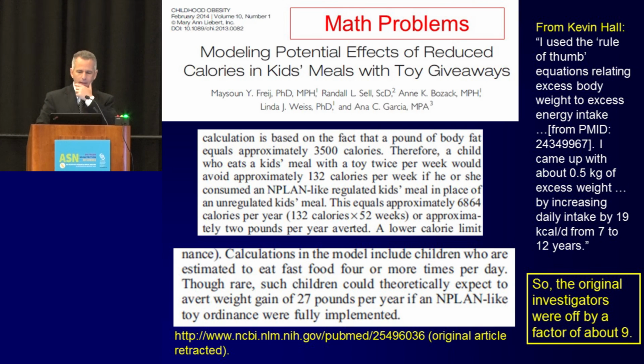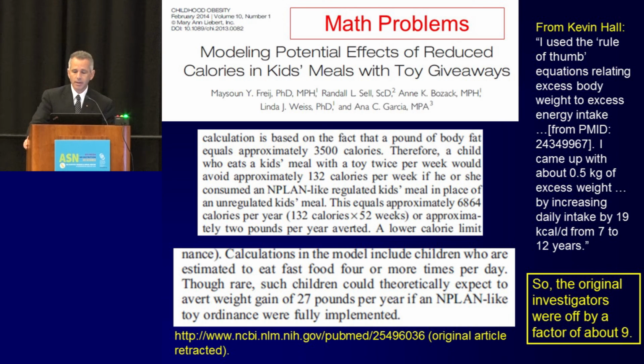So I called up Kevin Hall at NIH, and I said, Kevin, you've got this mathematical model you published on predicting kid weight gain as a function of calories. Can you give me, from your model, the estimate of this? And he said, yeah, I come up with an estimate of about 0.5 kilograms of excess weight by increasing daily intake by 19 kilocalories per day, which is 132 kilocalories in a week. And that's from age 7 to age 12, so it's a much longer period of time, not just the 1 year the authors gave. So basically the authors were off by easily an order of magnitude. And the further you went out in time, the more orders of magnitude they were off.